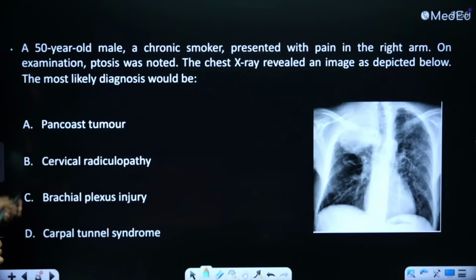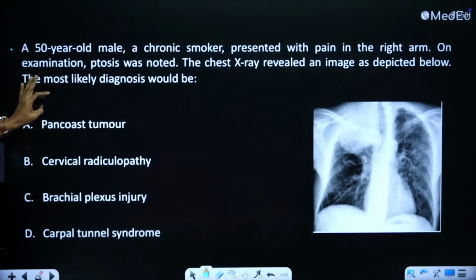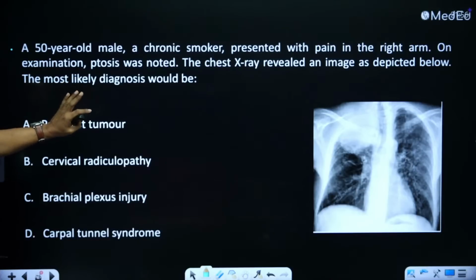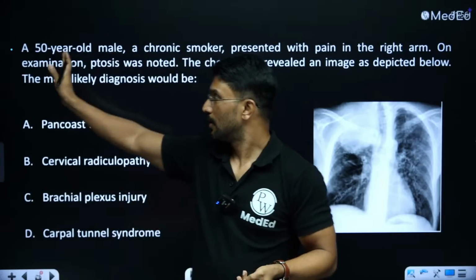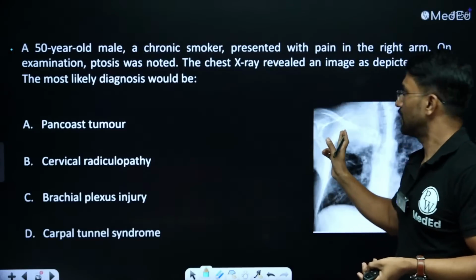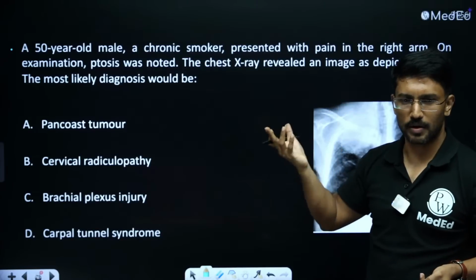Okay. So next question, a 50-year-old male chronic smoker presented with pain in the right arm. On examination, ptosis was noted. Chest X-ray revealed an image depicted below. What is the most likely diagnosis? So I think it's very simple and straightforward. There is an opacity and ptosis, right? So we are dealing with Horner syndrome, and what comes to your mind?